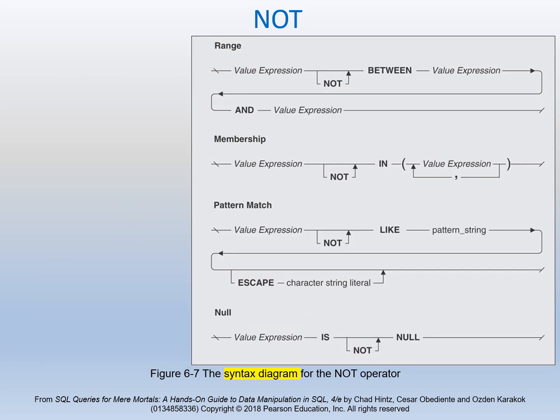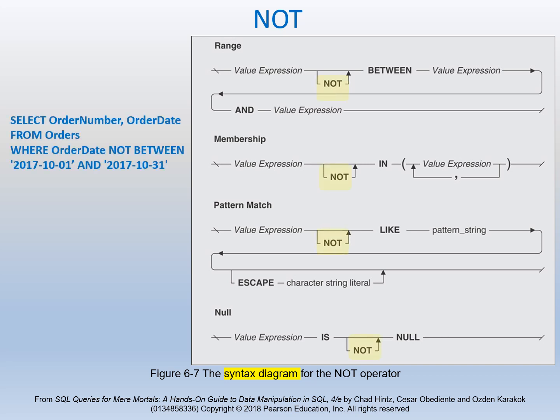For all of the comparisons I just covered using the keywords between, in, like, and null, we can do an opposite comparison by using the keyword not. For example, select order number, order date from orders where order date not between October the 1st, 2017 and October 31st, 2017.